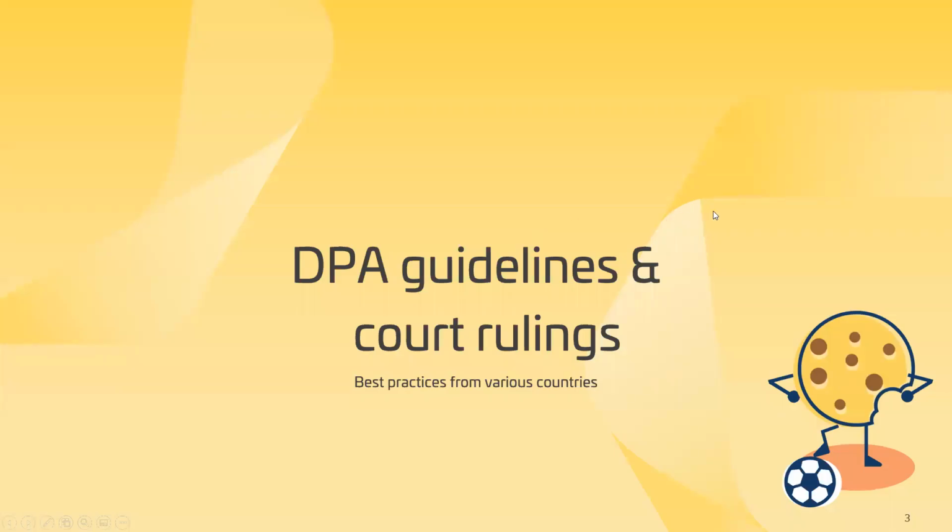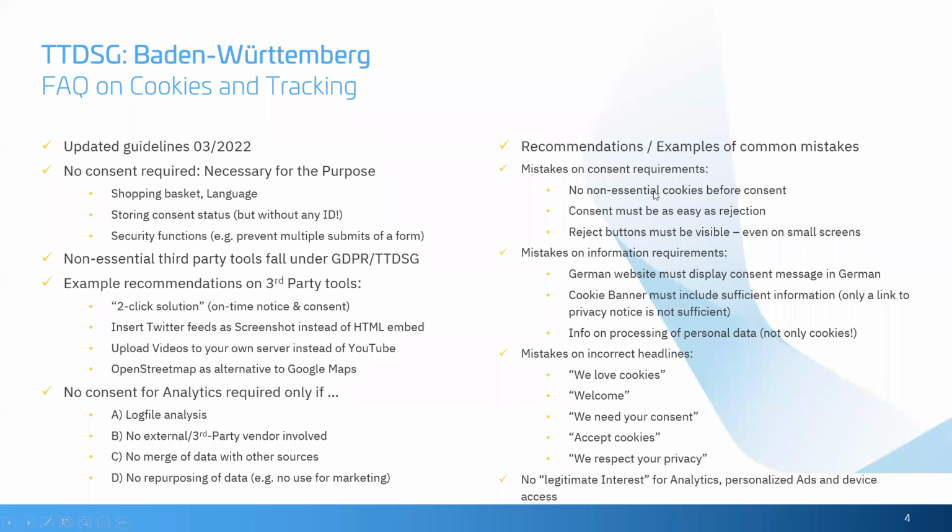Then let's go into it. First section or first topics, current guidelines from DPAs and court rulings. I've collected 5-6 different ones, the most recent. Let's start in Germany, TTDSG, so that's the German e-privacy equivalent. Baden-Württemberg, one of the German states, issued some guidelines in March on how to deal with cookies and tracking and everything that's related to this stuff.